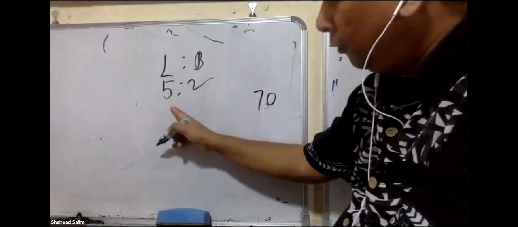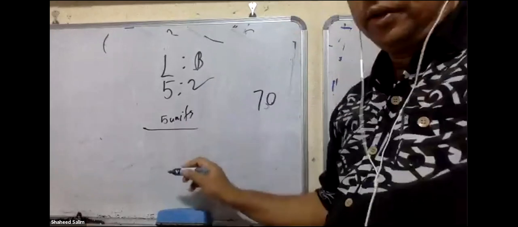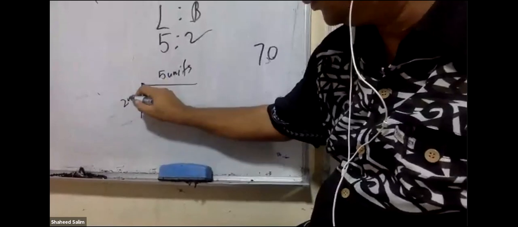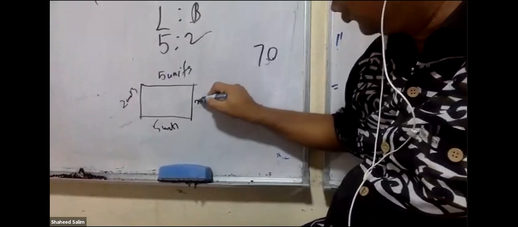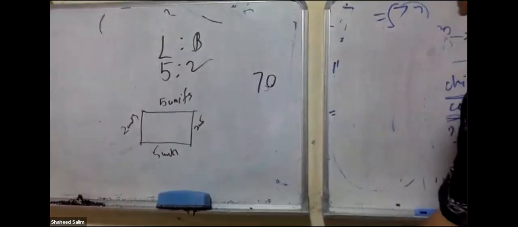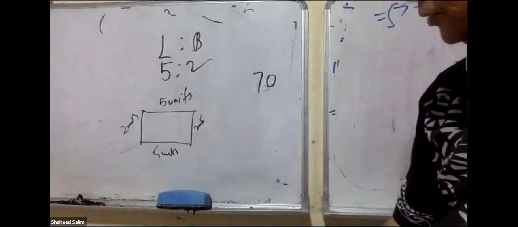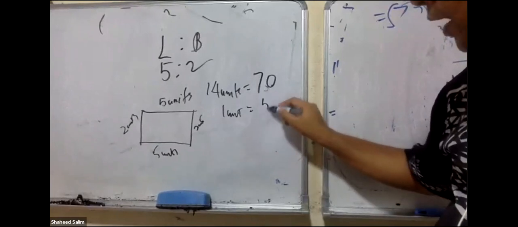Now, you're going to have two lengths. One length, imagine 5 units. This is 2 units. This is 5 units. This is 2 units. So altogether, there are 5, 5, 10, 2, 14 units. That is equal to 70. 70 divided by 14 equals 1 unit, so 1 unit is equal to 5.